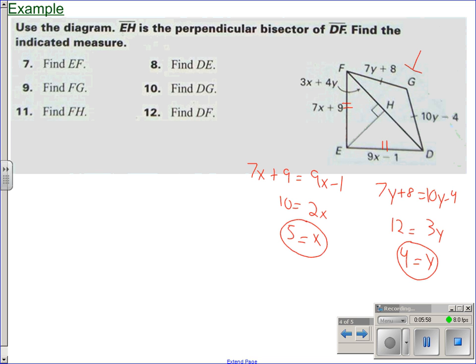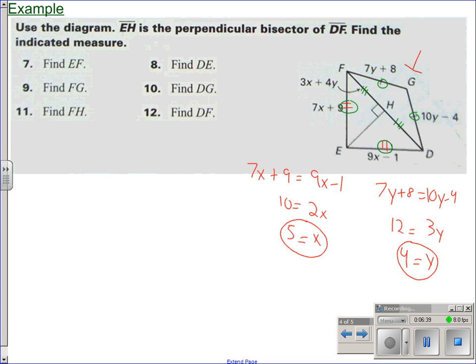So, to find all these segments, now that we know the x and y values, we can just start plugging them in and getting our side lengths. But there are some things to make it easier. You know those two segments are equal to each other. So FG and GD are equal to each other. You know ED and EF are congruent to each other. EH was a perpendicular bisector. So that means FH and HD are going to be congruent to each other. And so once you know one of those things, you know multiple other sides.